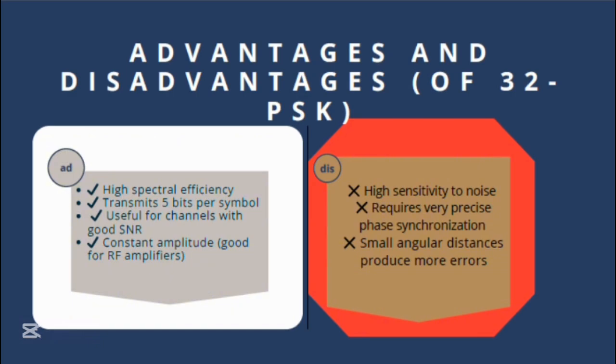Advantages and disadvantages. Let's discuss the advantages and disadvantages of 32 PSK. On the advantage side, first, high spectral efficiency. We get 5 bits per symbol, which is excellent. Second, it's useful for channels with good signal to noise ratio, where we can take advantage of the efficiency.